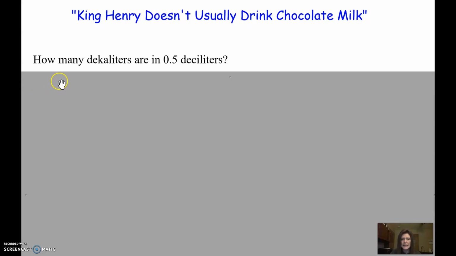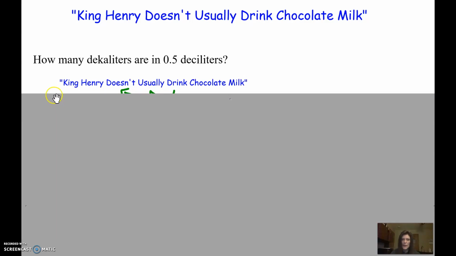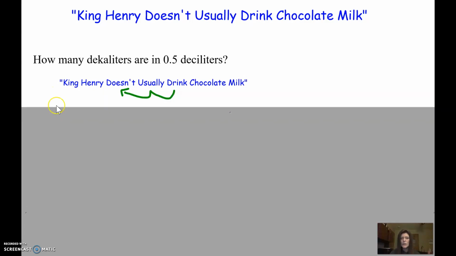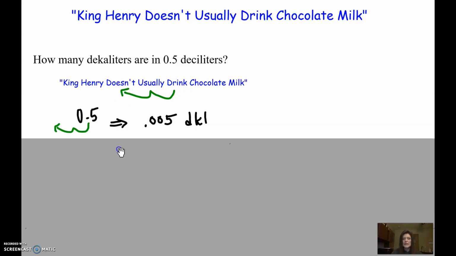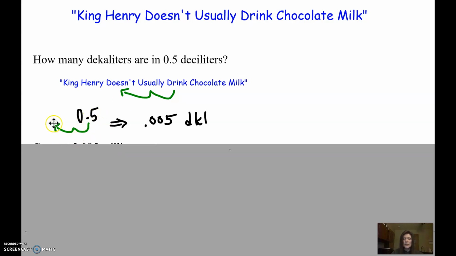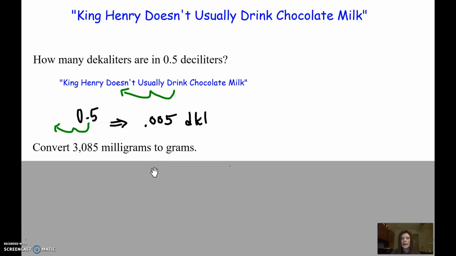All right, so how many decaliters are in 0.5 deciliters? So I wrote down my little saying, and then I did just like we were doing with the chart, and I count which way am I going and how many places. So from the deci, the drink, to the deca, the dozen, I have to hop 2 places and go to the left. So that means I'm going to move my decimal point 2 places to the left, and I get 0.005 decaliters. All right, let's see if you're getting this. Go ahead and pause it and see if you can do this next one.